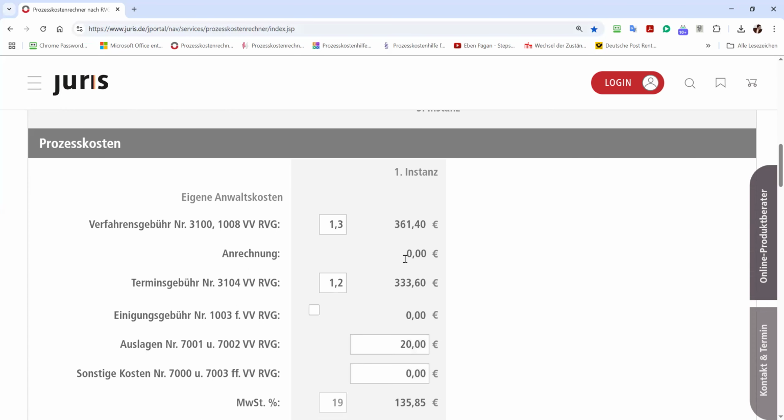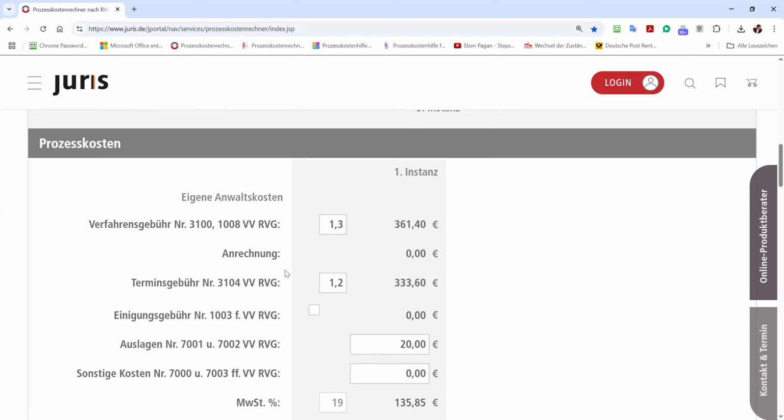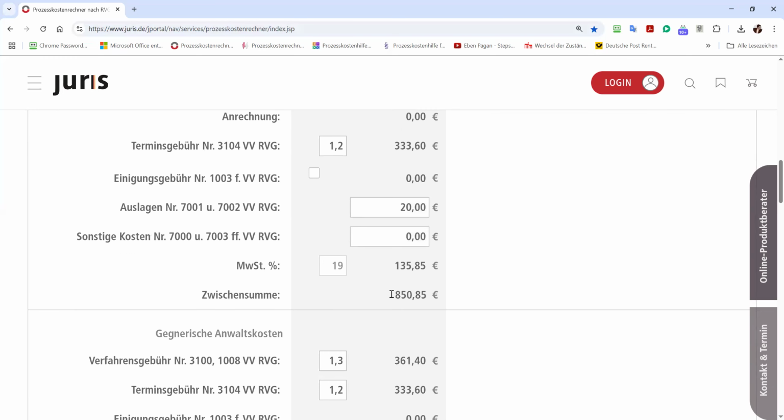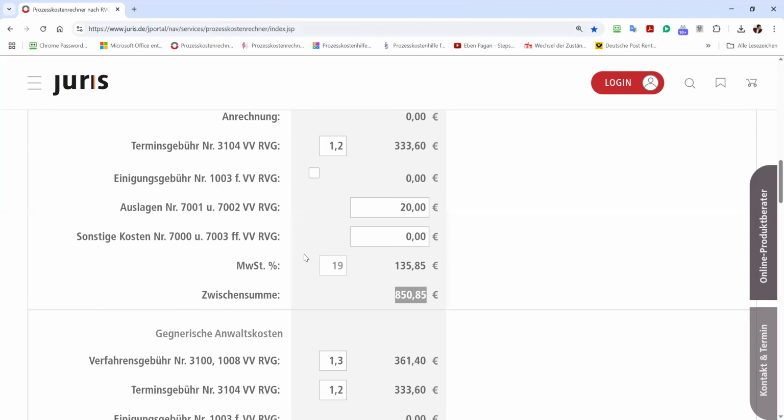As you can see, with the dispute value of 4,000 euro, right? The court-related attorney fees amount to 850 euro and 85 cents. Now, included in that are 135 euro 85 cents VAT, right? So the attorney's fees, if you start a lawsuit about 4,000 euro, that you will have to pay to your attorney are 850 euros and 85 cents.